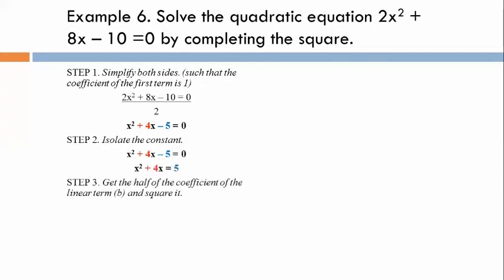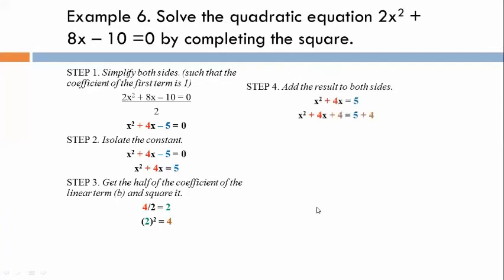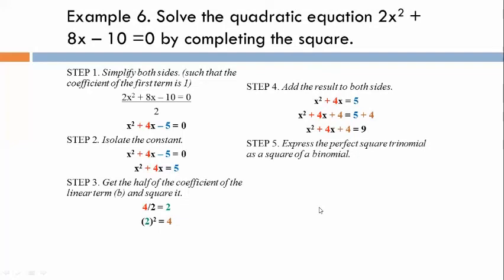Then the next step, get half of the coefficient of the linear term and square it. That is 4, because 4 divided by 2 is 2 and 2 squared is 4. Then we're going to add the result to both sides. We have x squared plus 4x plus 4 is equal to 5 plus 4. That is x squared plus 4x plus 4 is equal to 9. Then express the perfect square trinomial as a square of a binomial. Again, just get half of the coefficient of the linear term and add it to x. That will now form the square of a binomial. So we have x plus 2 squared is equal to 9.